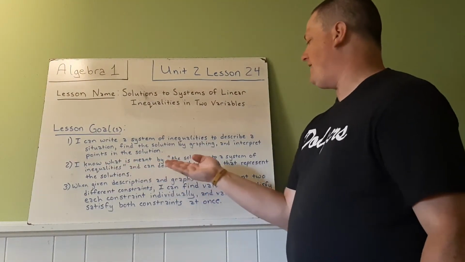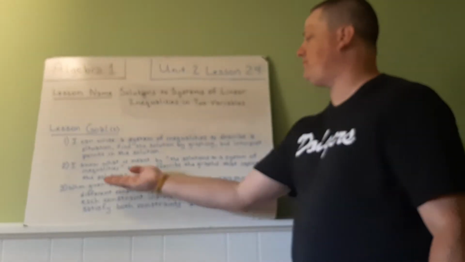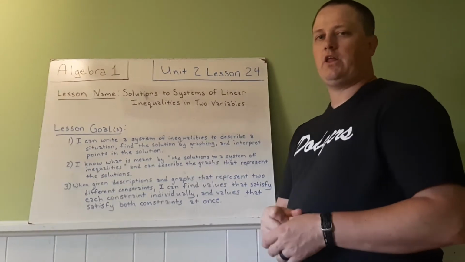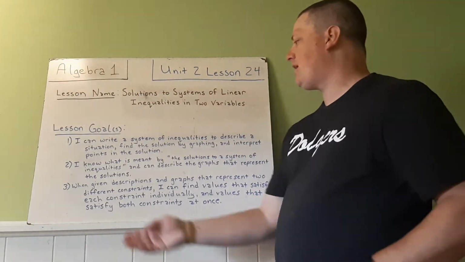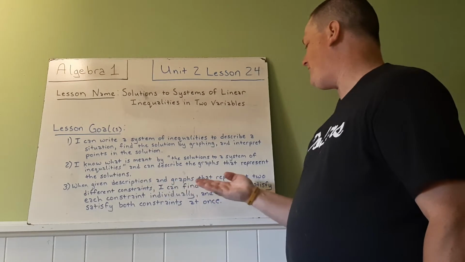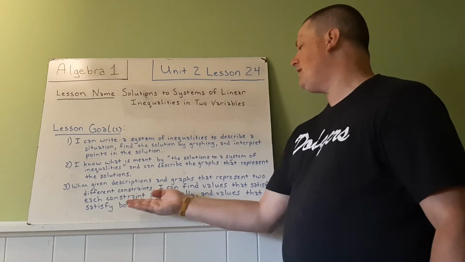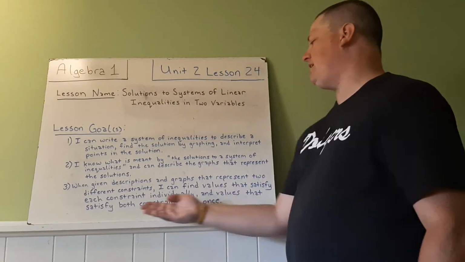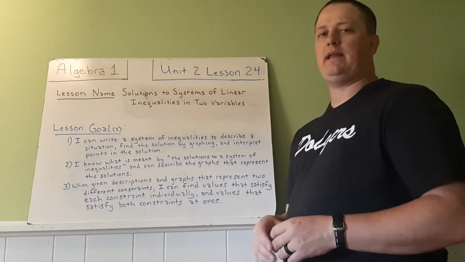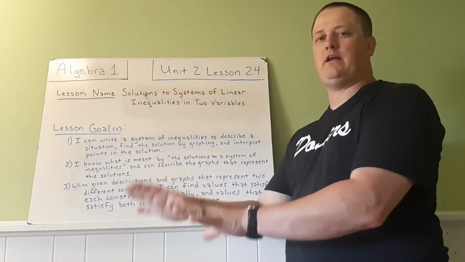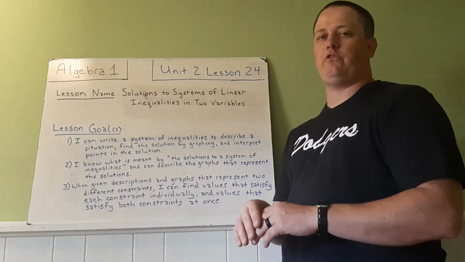I know what is meant by the solutions to a system of inequalities and can describe the graphs that represent the solutions. So this is really looking at the solutions to a system are where graphs overlap. When given descriptions and graphs that represent two different constraints, I can find values that satisfy each constraint individually and values that satisfy both constraints at once. So when you look at them, you can identify one of the inequalities, here are the solutions. In another inequality, here are the solutions, and then here are the solutions they share.